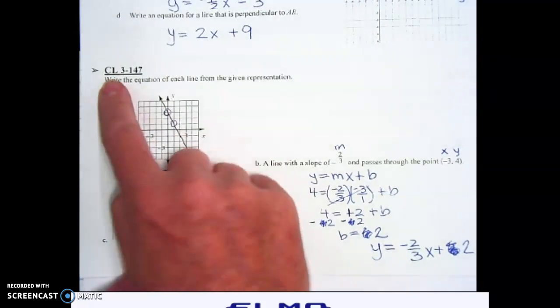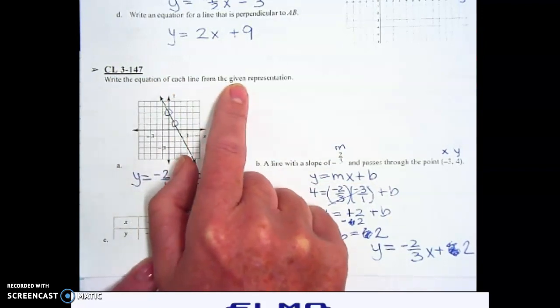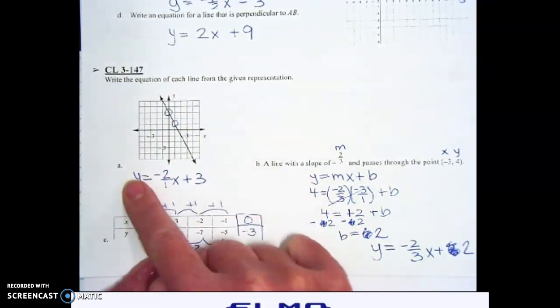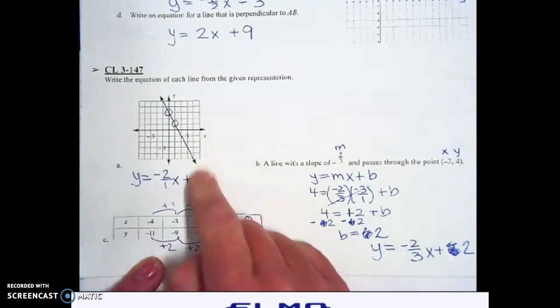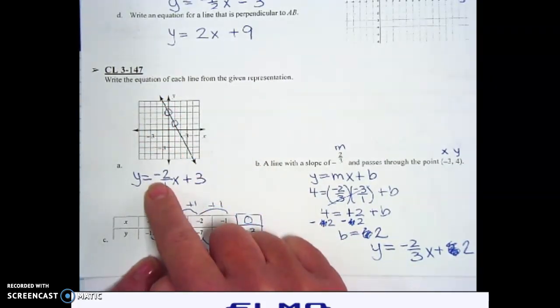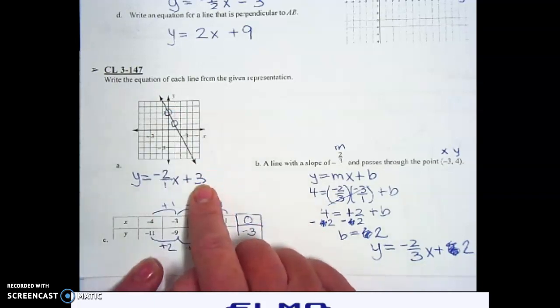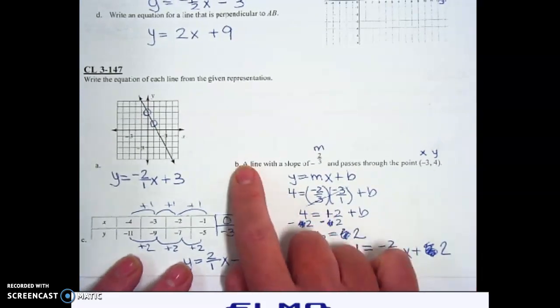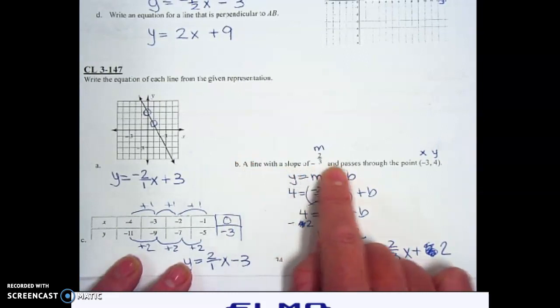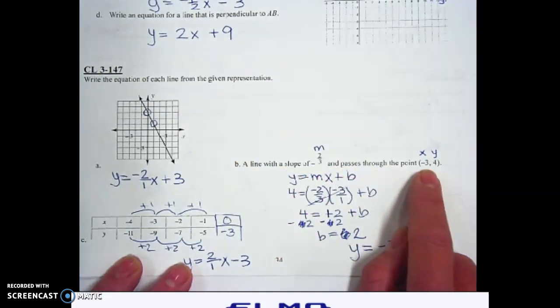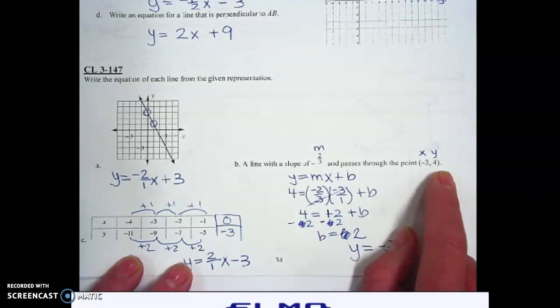Question 147. Write the equation of each line from the given representation. So for part A, they graphed a line for us. I counted the slope as negative 2 over 1, and I found the y-intercept at positive 3. Part B says a line with a slope of negative 2/3 that passes through the point negative 3, 4.